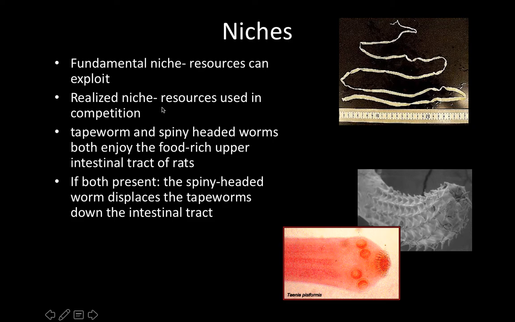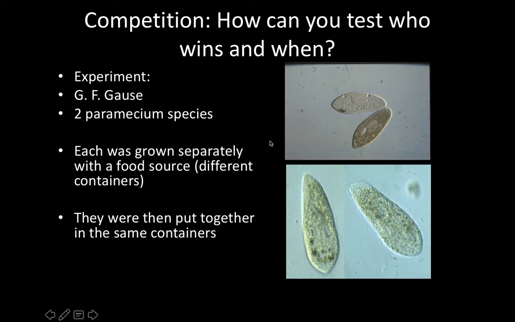So the fundamental niche is the entire gut of the rat, but the realized niche, where it ends up with competition, will depend on who is there previously, right? If there are spiny-headed worms, they nudge under the tapeworms and dislodge them, and the tapeworms grab on further down in an area that's not necessarily as beneficial as far as the food content there.